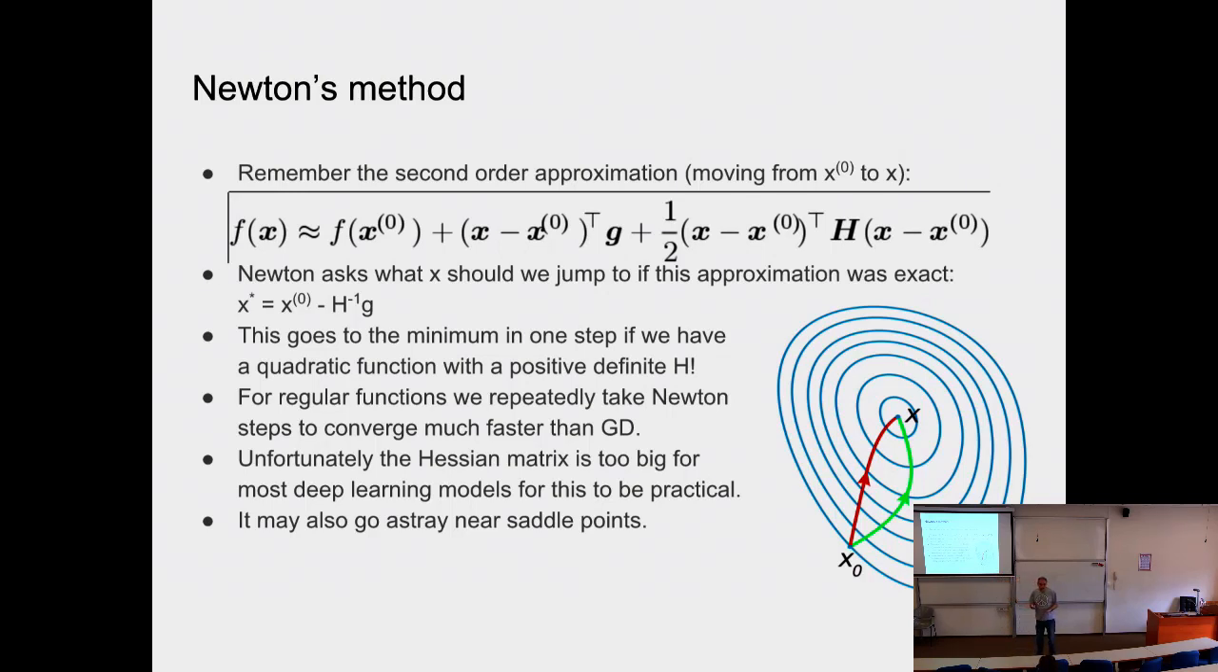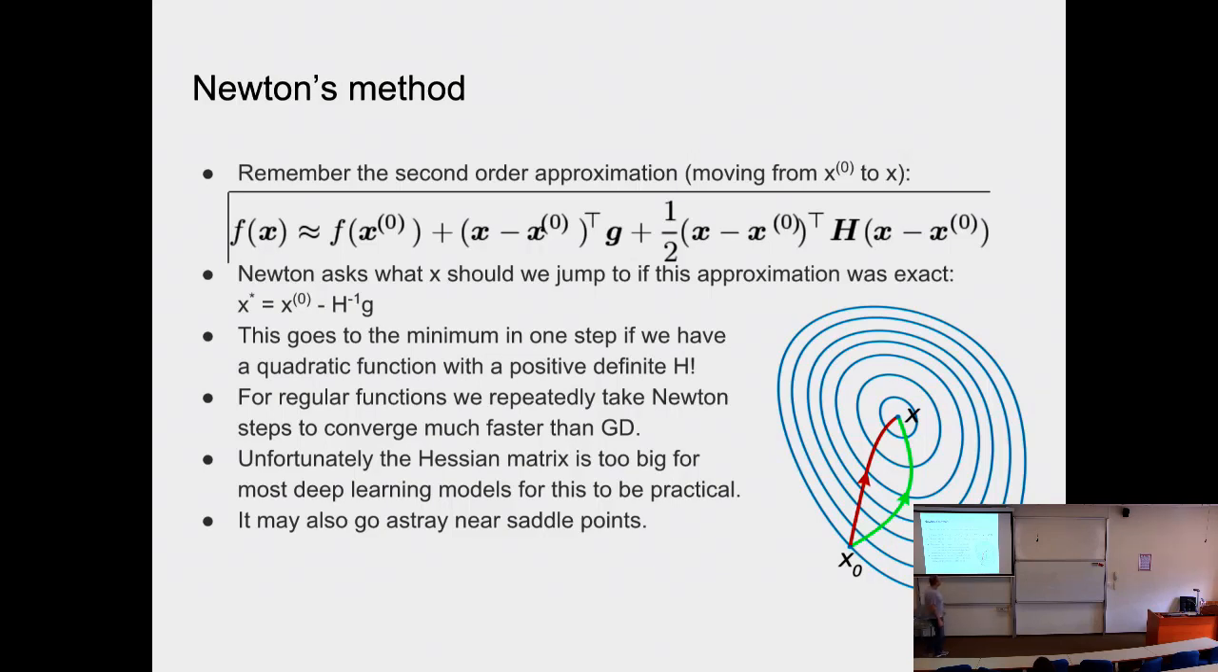But if it is an eigenvector, so for example, if you're on one of the axes of that ellipse, then it will actually be in the G direction. But if you're not on an axis, it's going to actually rotate the direction. And this step, H inverse times G, will go to the minimum of the function in a single step if the second order approximation was correct. Okay?